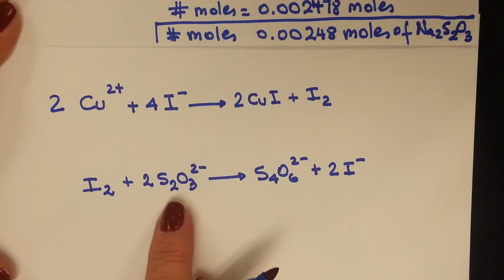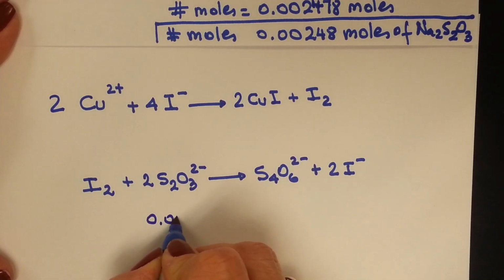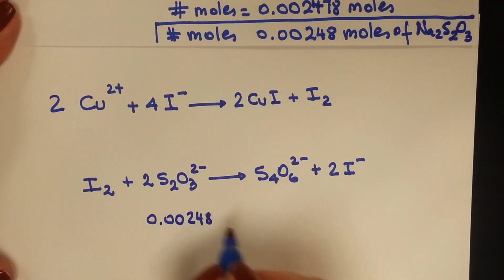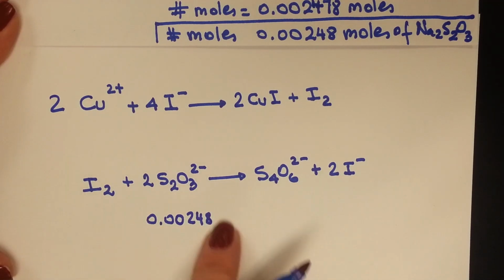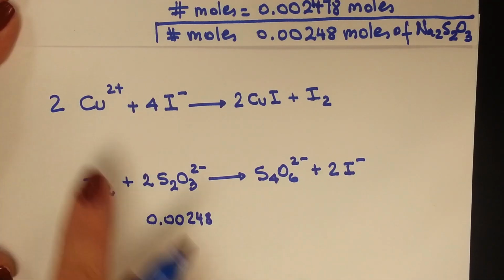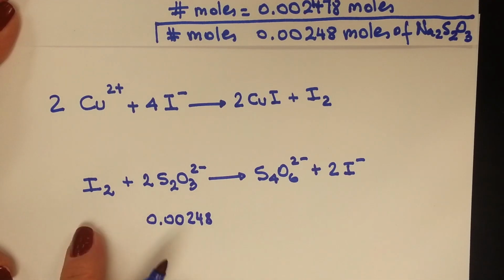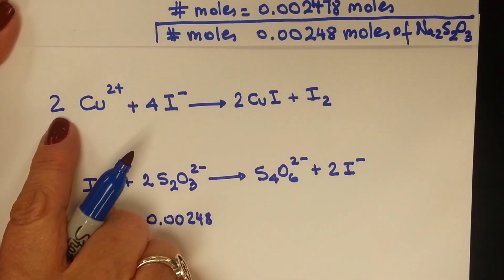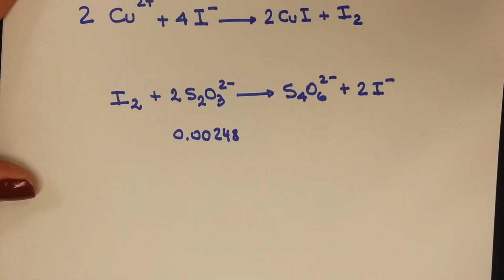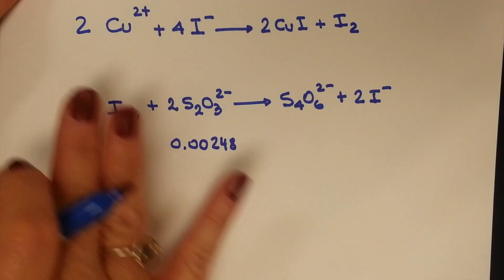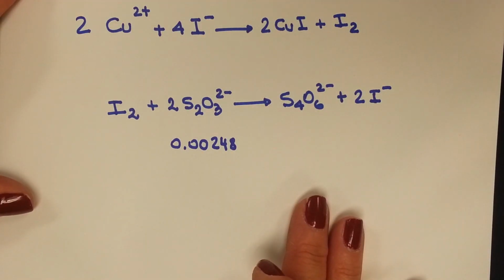So we have the moles of thiosulfate, that is 0.00248. And for each two of these, we have one of these, so we can calculate the amount of moles of iodine. And you're going to see that actually this is going to be the same number of moles here, because those two reacted with one, and then one gives us two. So it's going to be the same thing. But anyways, if you don't see it directly, or maybe their reaction is different, we can work it out.